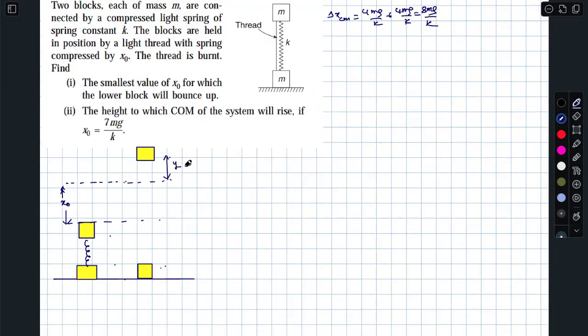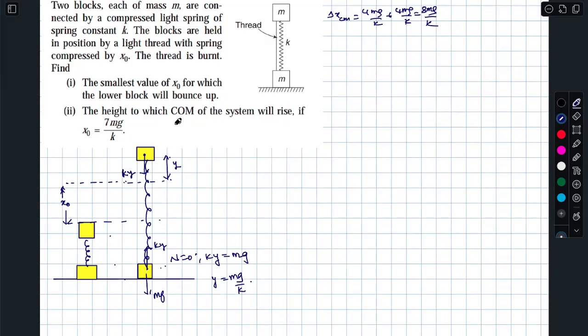And it is stretched by an amount of y. So this is ky stretching. This is also ky stretching. This is mg. You want normal reaction 0. So ky is equal to mg. So once y becomes mg by k, okay, contact is lost.